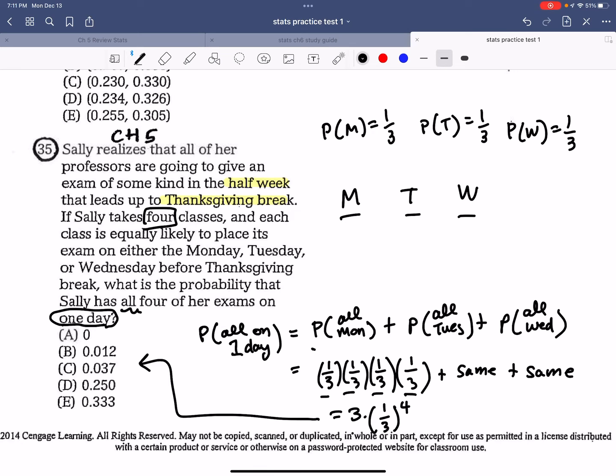So 1 divided by 3. Divide by 3. Okay. Times 3. We get the result. And again, we think about there were three ways for them all to land on one day. They either all land on Monday, all land on Tuesday, or all land on Wednesday.